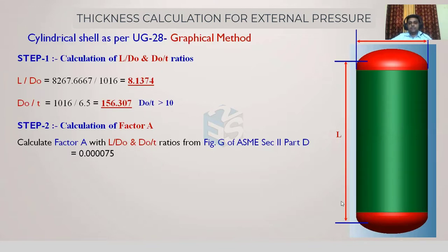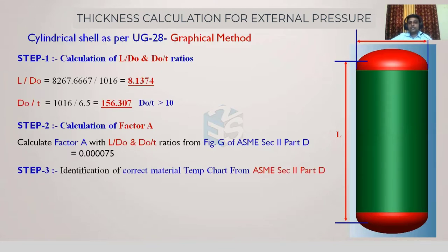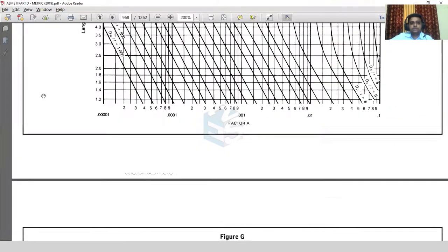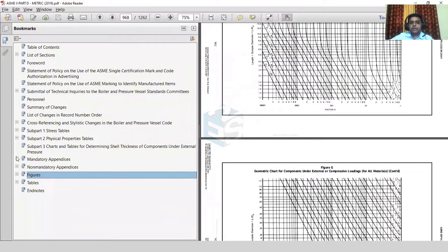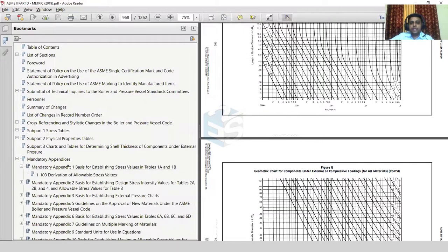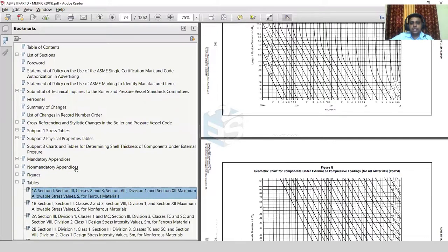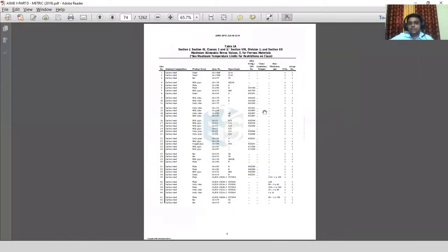Now, what is the next step? Identification of the correct material temperature chart for the given MOC. What is our material of construction? SA516 grade 70. So for that, what is the correct material temperature chart? Again, we have to go to ASME Section 2 Part D. Allowable stress values, from where will we get them? We'll get them from Table 1A. So I am going into the tables, and Table 1A, to identify the allowable stress for the SA516 grade 70.